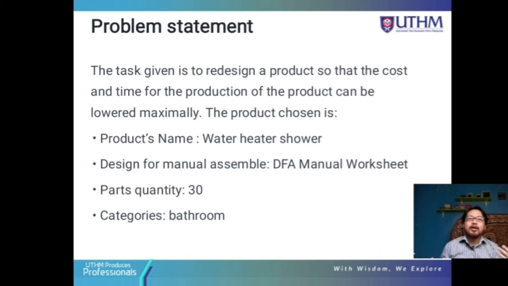So we can see the task given by our lecturer is to design the product so that the cost and the time for production can be lowest and maximally efficient. We chose the water heater shower as the product, and the method used for analysis is the DfMA manual worksheet. The part quantity for the water heater we chose is only 30 parts, and the category for the water heater is the bedroom parts category. So that's all for me. Thank you very much. Assalamualaikum warahmatullahi wabarakatuh.